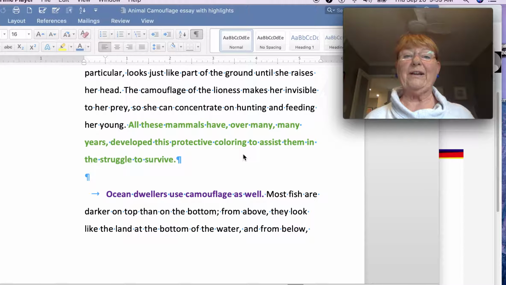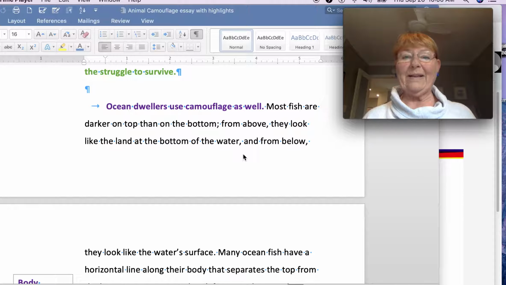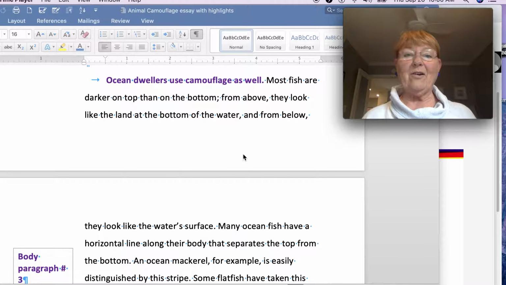Here comes body paragraph 3. Now we talked about birds. Now the next one was mammals. And the third one is fish. So the first sentence says, ocean dwellers use camouflage as well. Ocean dwellers are things that live in the ocean. And then it talks about fish. And it says most fish are darker on the top than the bottom. Then they give an example of a mackerel.